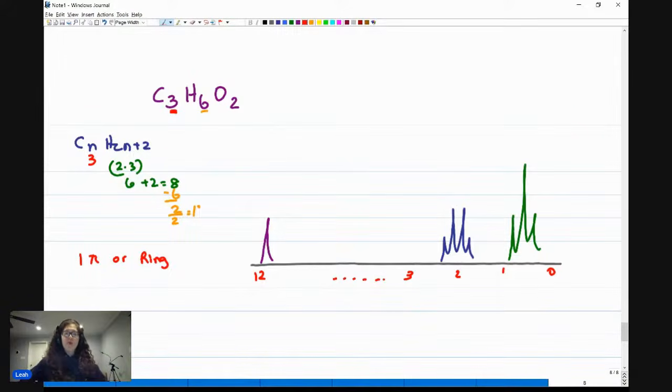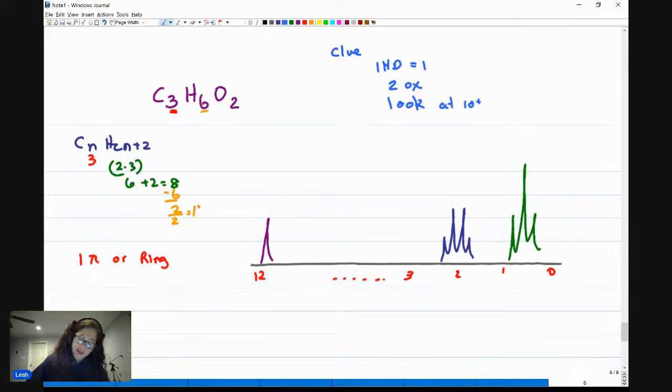As you do more and more problems, you're going to notice some patterns, and here's a pattern I want you to look for. If you see an index of hydrogen deficiency equal to 1, or you have more things on the molecule, but if you have at least 1 pi bond or ring, and you have 2 oxygens, I want you to look at 10 plus. Notice that we have a peak at 12. That right there is your clue that we have a carboxylic acid.